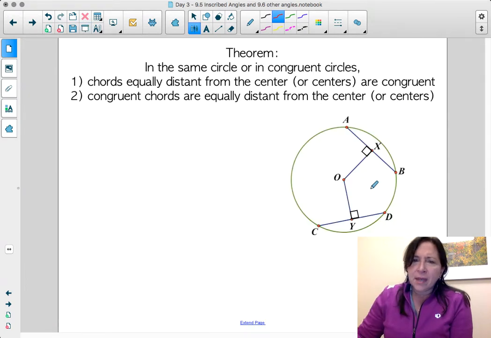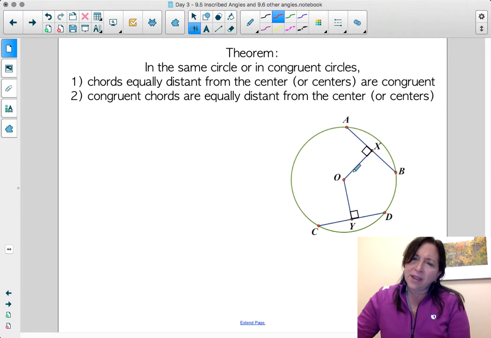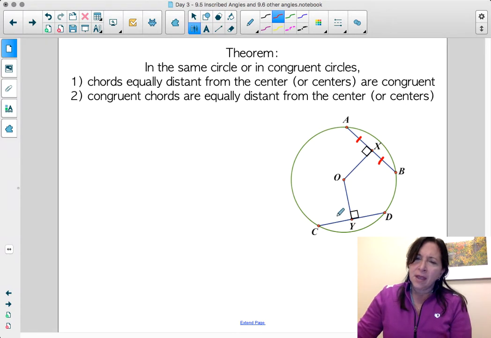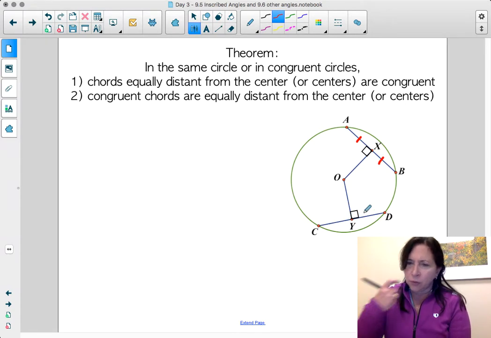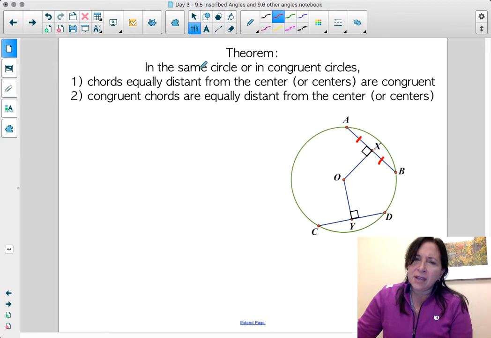The next theorem, in the same circle, moving on with our chords: they are bisected. If you have this length here, this is going to be congruent to this right here. Likewise, CY will be congruent to YD. But this theorem says in the same circle or in circles that are congruent, chords that are the same distance from the center, and we call that equally distant, are also congruent, meaning this is going to be congruent to this.